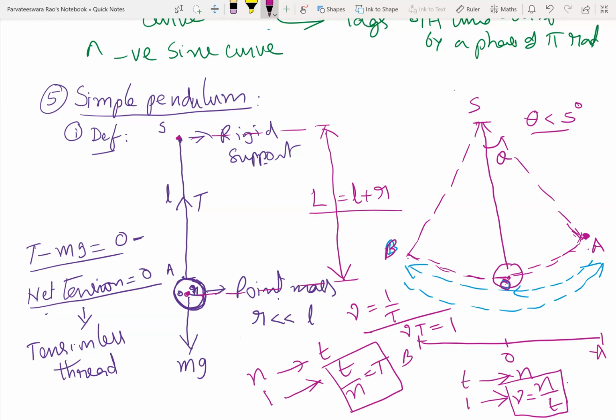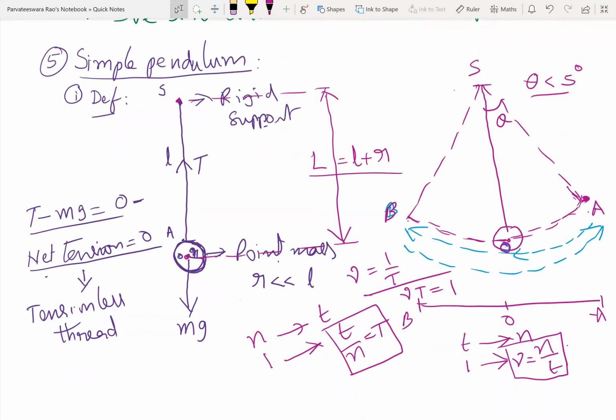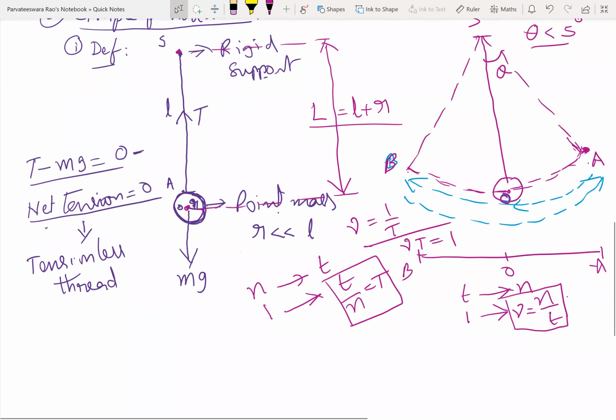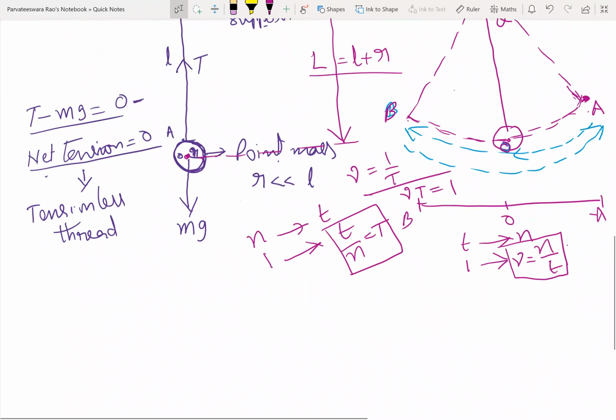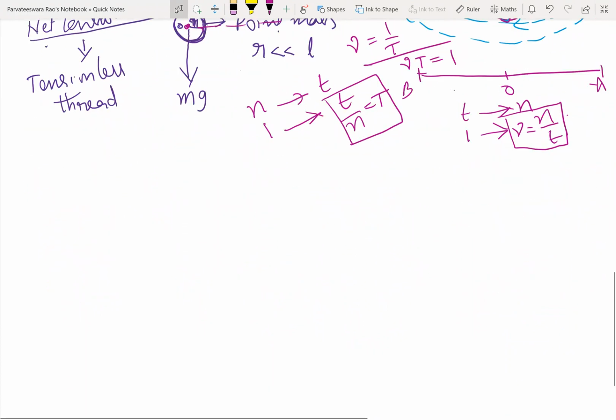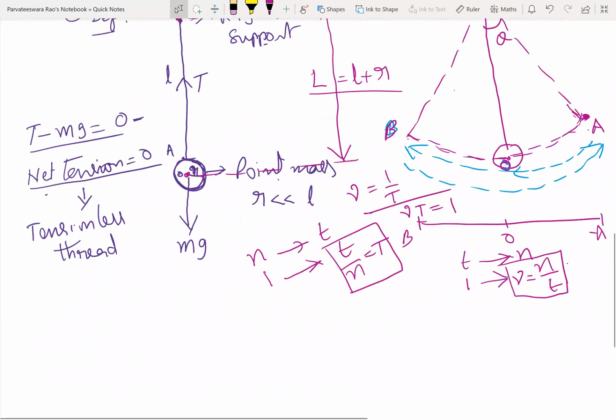The number of oscillations made by the simple pendulum in unit time is called frequency. Do you want these definitions or not? Not necessary, sir, I'll write them down. Okay. Let us then go to the derivation of the time period.